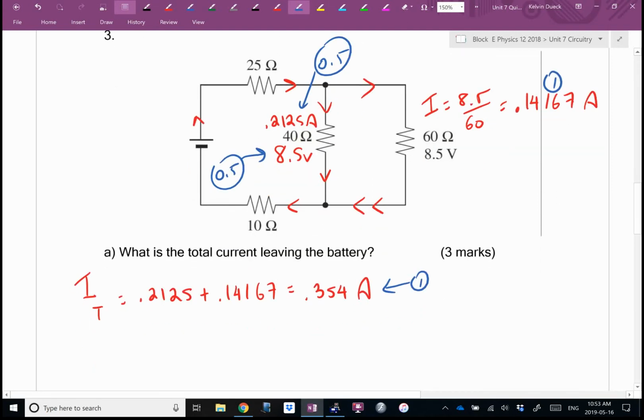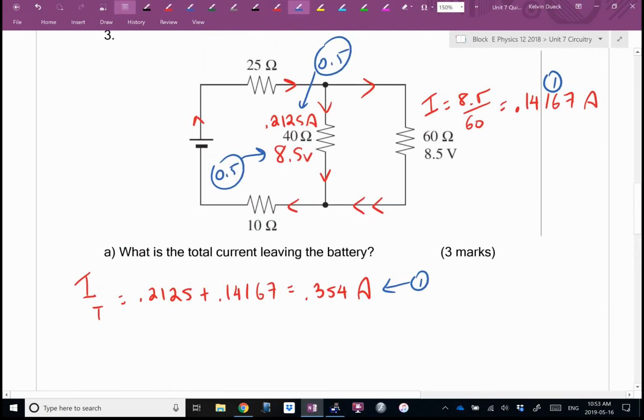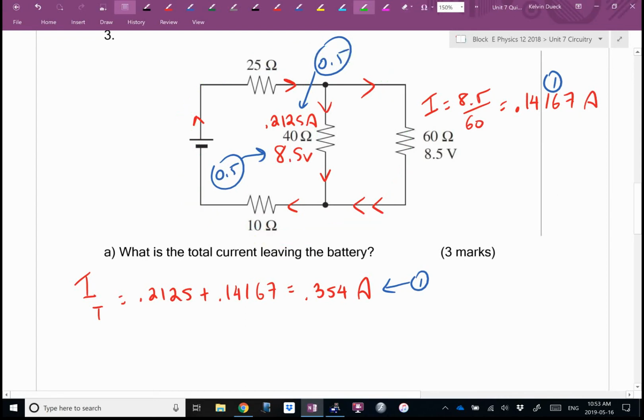B. What's the voltage of the battery? I think what I'm going to have to do is either ski this run or ski this run, and if I add up all the resistors, that'll be the voltage. I better fill some stuff in.